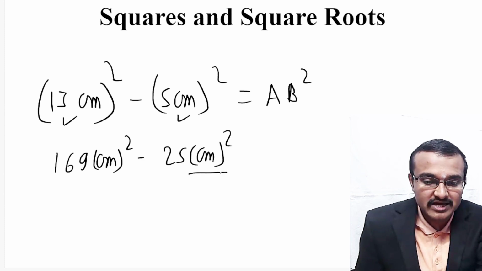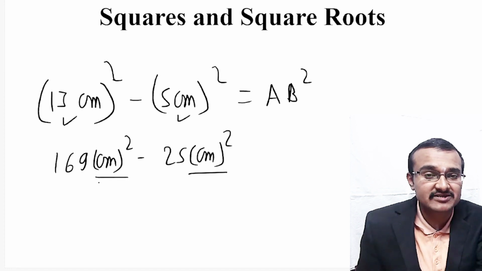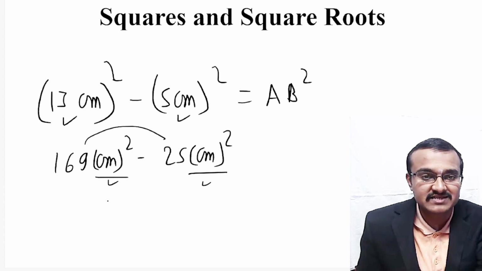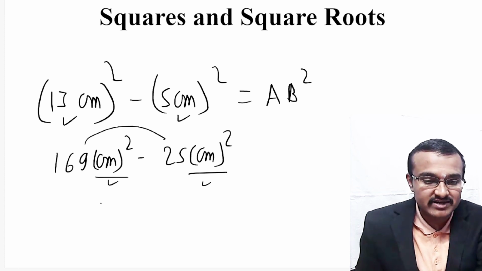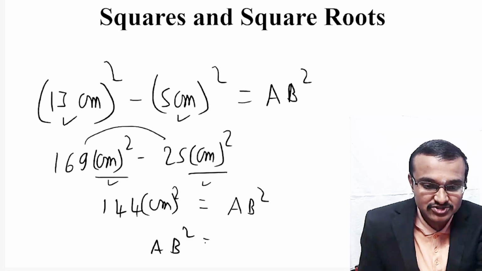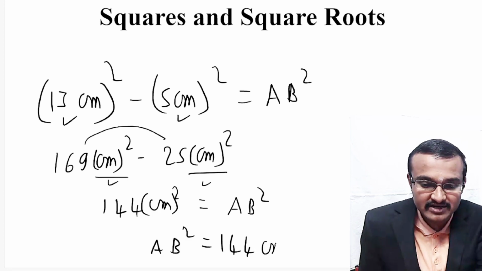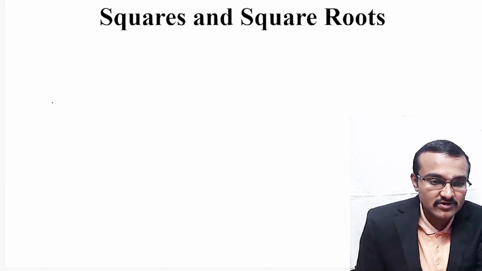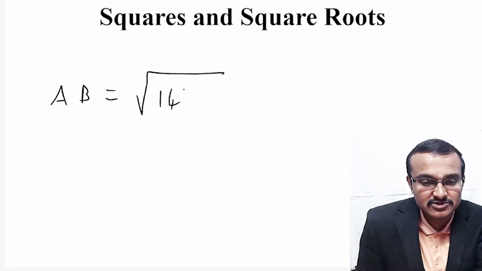Here 25 also has centimeter square as its unit, and 169 also has centimeter square as its unit. So they have the same unit, so you can easily perform the difference between 169 and 25. So 169 minus 25 is 144 centimeter square. So AB square is actually equal to 144 centimeter square. Now you can take this square to the right hand side. Then AB is equal to plus or minus square root of 144 centimeter square.